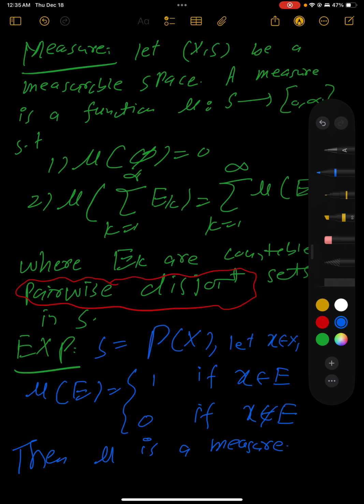Okay, so if we want to show that mu is a measure, how can we show that? Very easy. So first property is we want to show that measure of phi is 0. So how is measure of phi 0? Because x doesn't belong to empty set. So there is nothing in empty set, so definitely measure of phi is 0. Obviously.